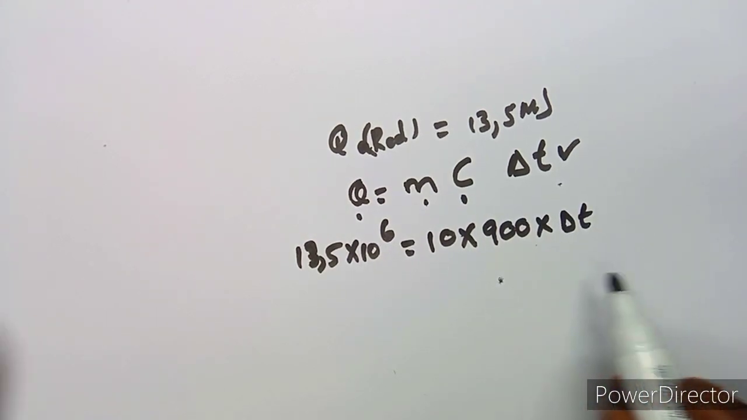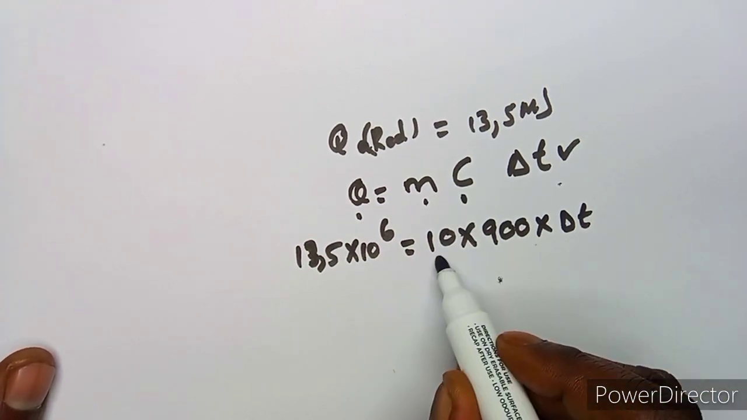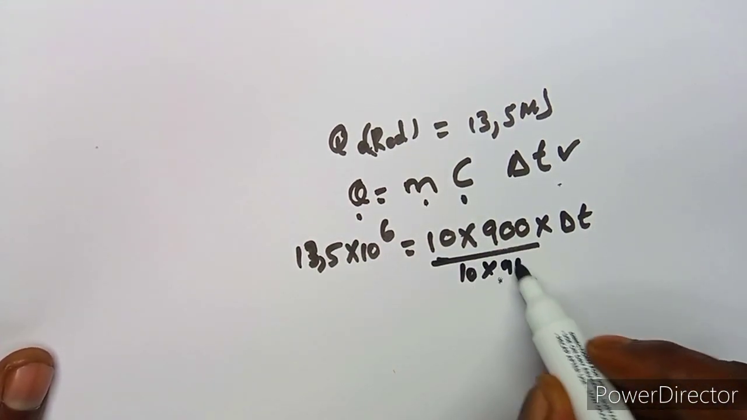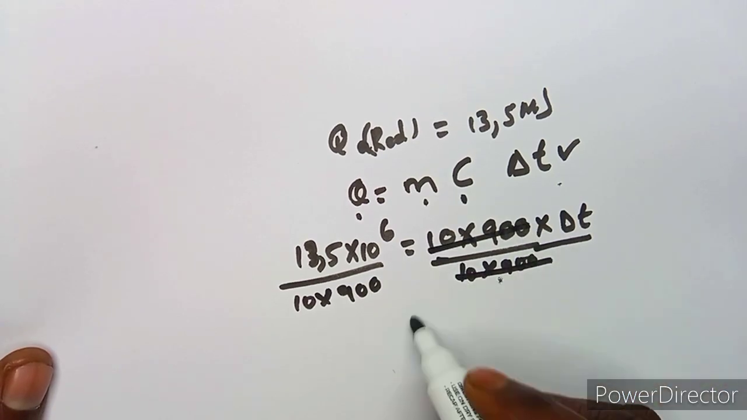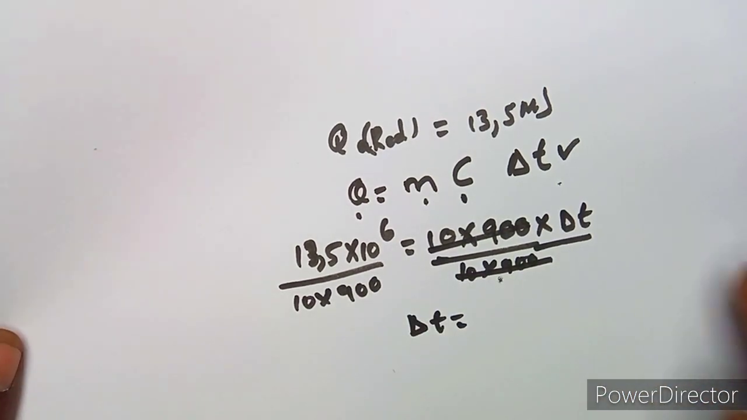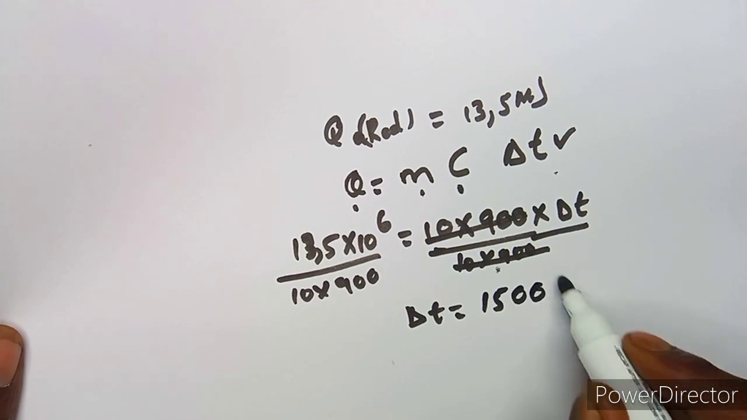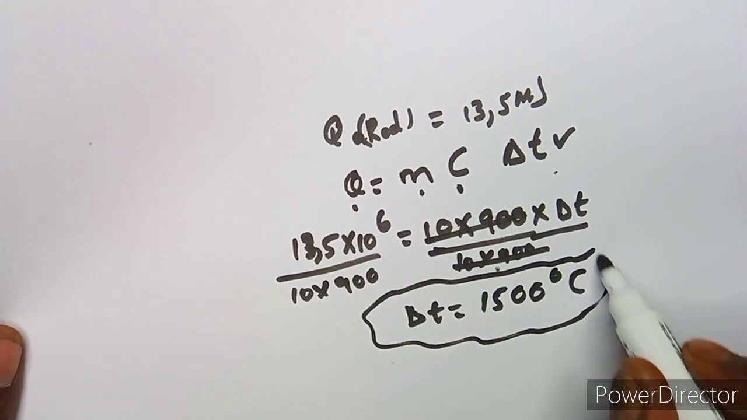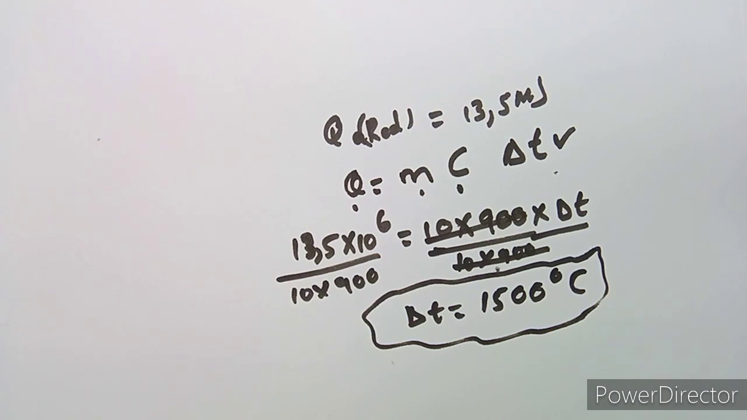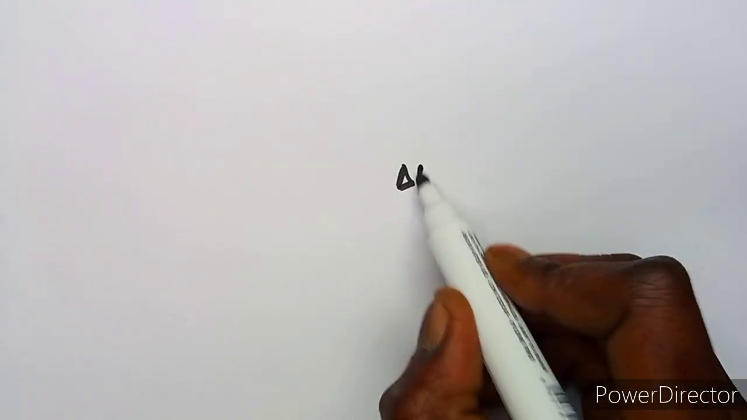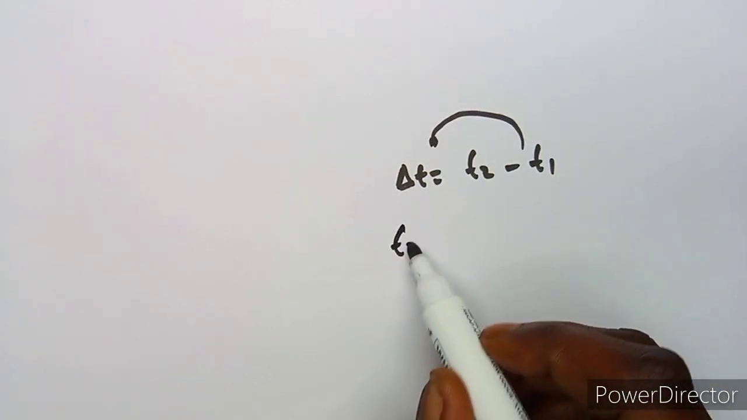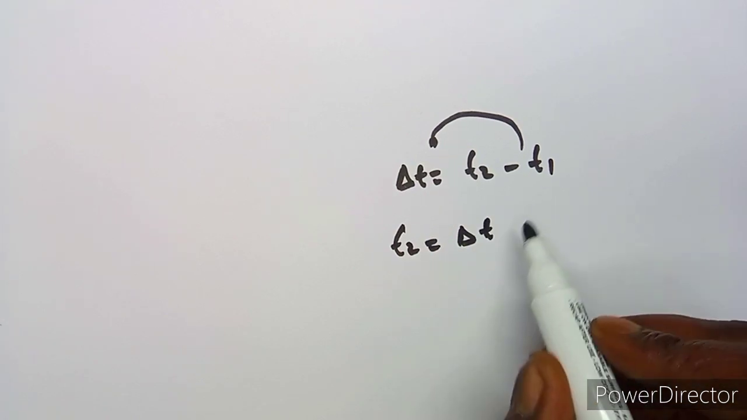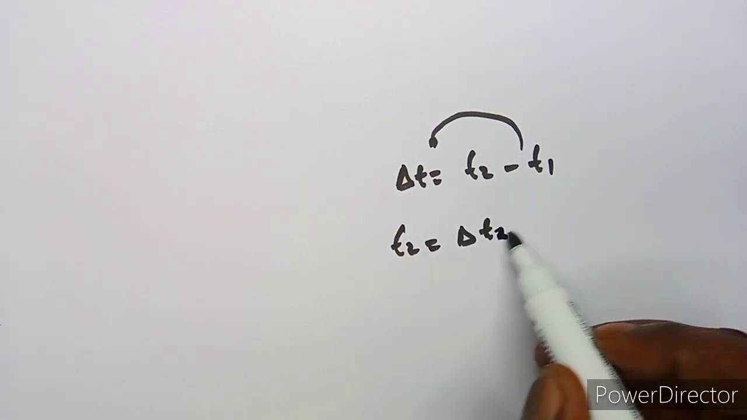Definitely we can divide both sides by 10 times 900, which is just 9,000. So you can have your change in temperature, if you do this properly, which is going to give us 1500 degrees Celsius. Take note, this is not your answer. The question wants you to find the final temperature, and we said change in temperature is equal to T2 minus T1. So definitely your T2 is going to be the change in temperature plus T1.